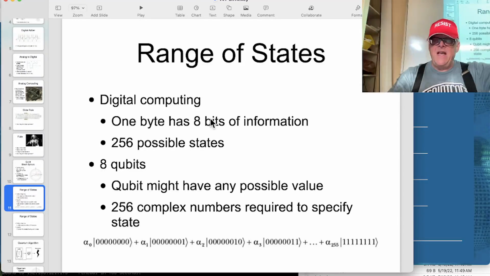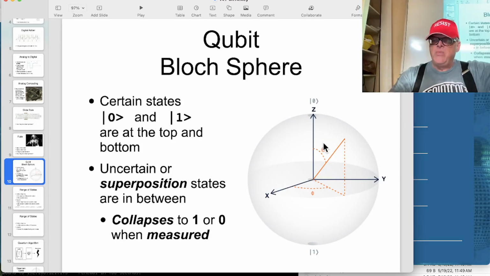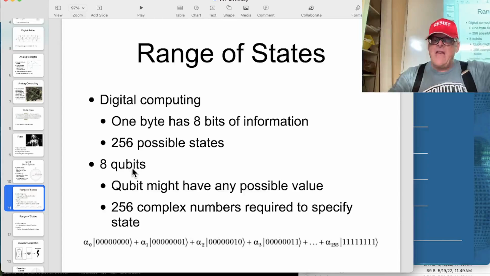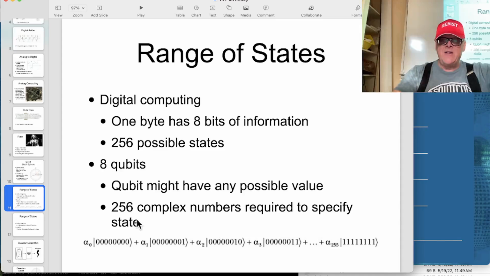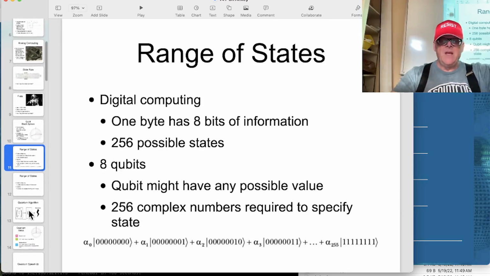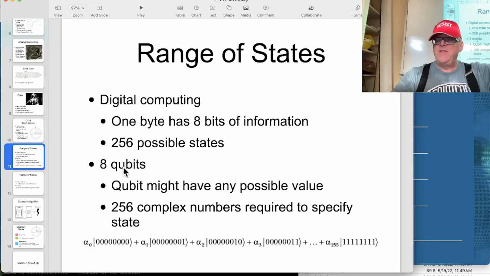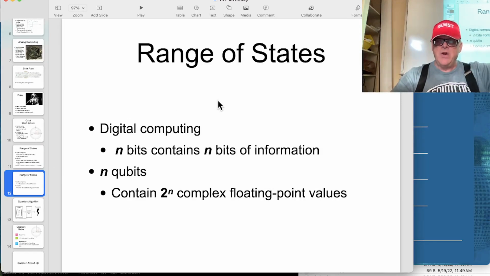All right, so 1 byte has 8 bits of information in digital computing, 256 possible states. But if you have 8 qubits, then you have 8 numbers, and each one of them has basically two angles, phi and theta, 2 analog values. So each one of those 8 qubits contains a whole range of possible values, far more information than 1 bit. So it would take 256 complex numbers. Well, I think not that much. I think it would only take 16 complex numbers. But anyway, it'll take a lot of numbers to specify the state, phi and theta for each of these. It's a lot more value. So there's a range of states.